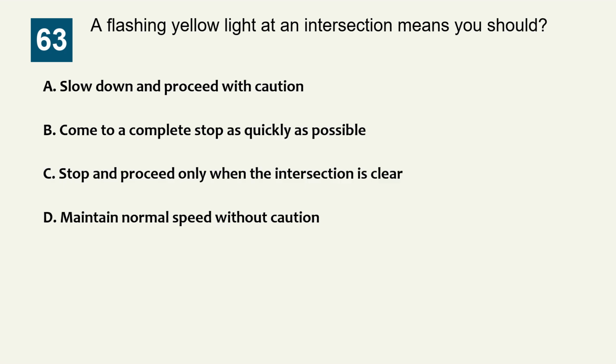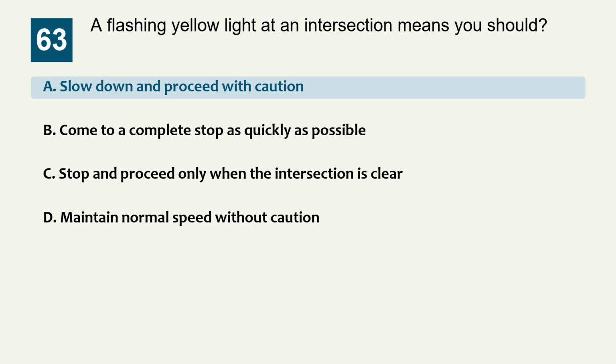Question 63. A flashing yellow light at an intersection means you should, option A, slow down and proceed with caution. Option B, come to a complete stop as quickly as possible. Option C, stop and proceed only when the intersection is clear. Option D, maintain normal speed without caution.